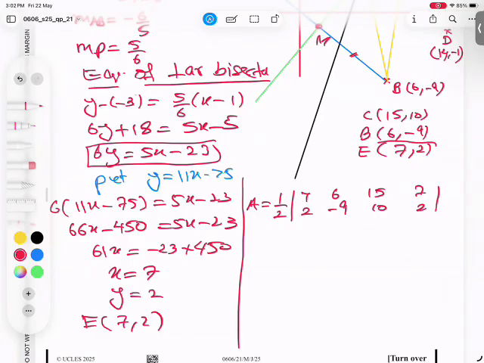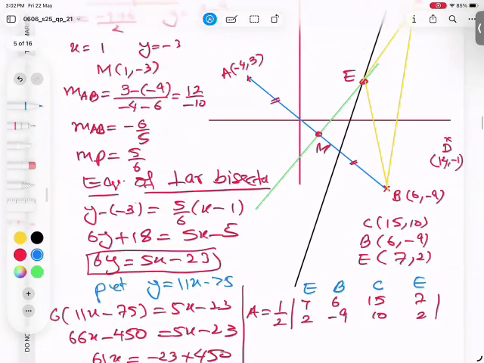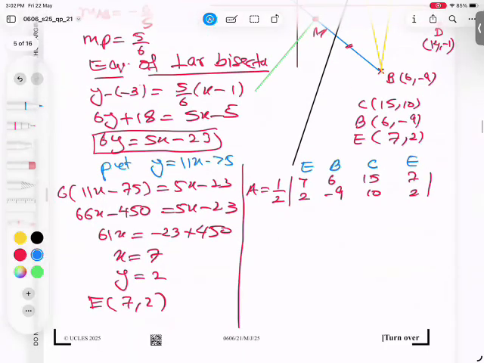Repeat. So this is the E coordinate. Let me write: E coordinate, B coordinate, C coordinate, again E coordinate. Let me check. E, B, C, E. Correct. Okay. Now I'm going to apply the formula.